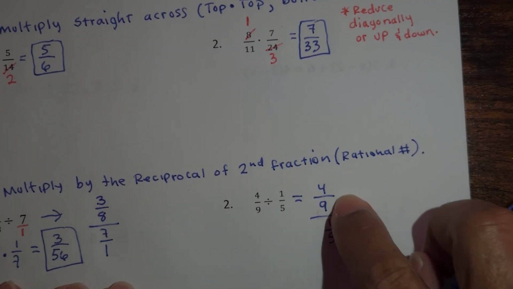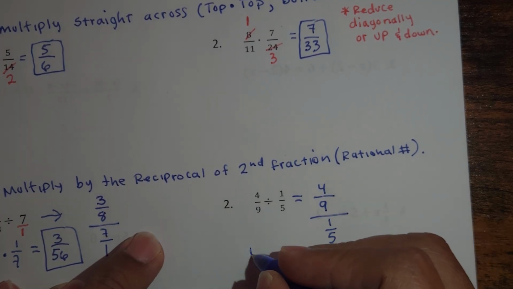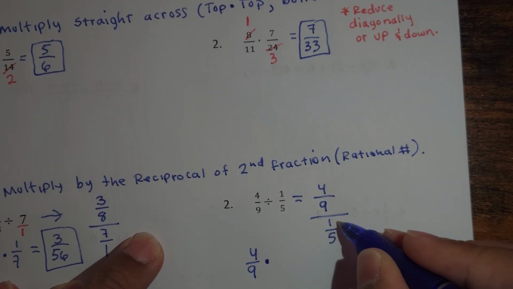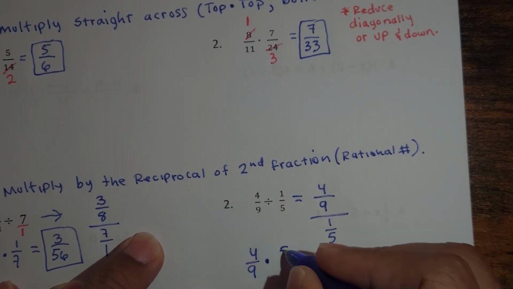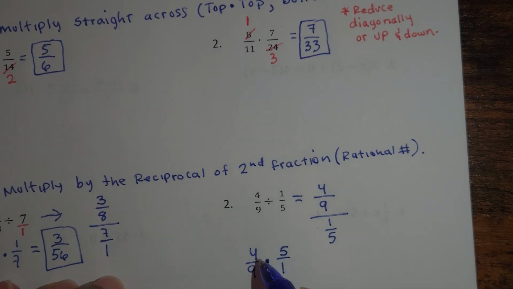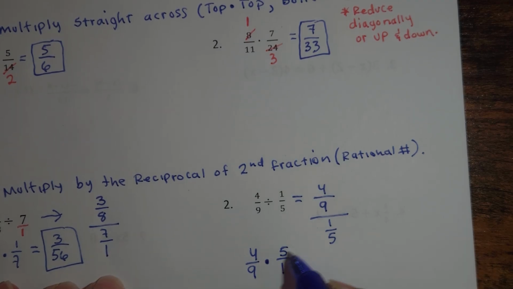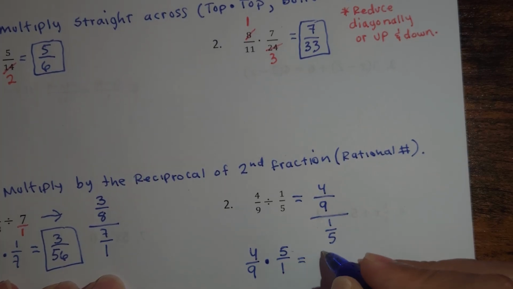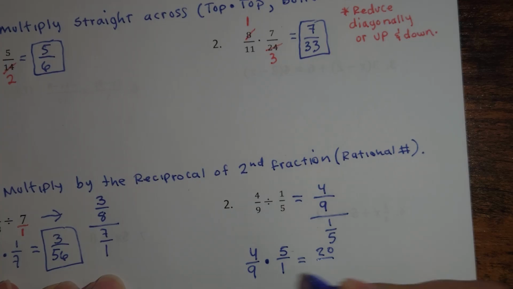So what I'm going to do is I'm going to keep this fraction the same. So 4 over 9, and then change division to multiplication, take the reciprocal of this, which is 5 over 1. And then multiply across and across bottom, and then check if something simplifies. But in this case, nothing simplifies. So then this is equal to 4 times 5, which is 20, and 9 times 1, which is 9.